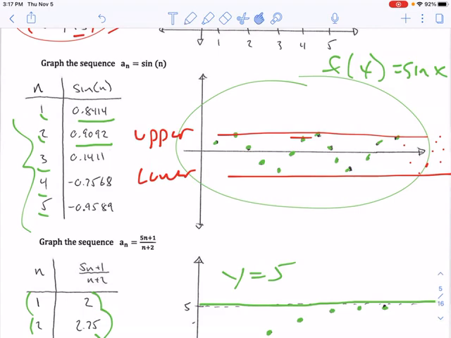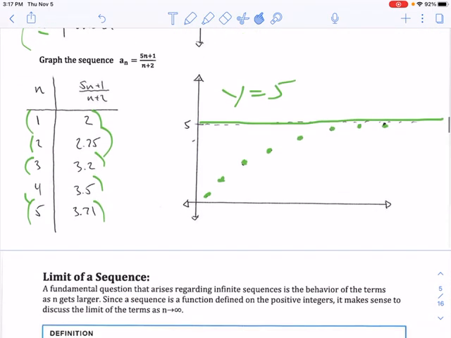And then finally, the third graph: as n gets larger and larger, the sequence is getting infinitely close to the line y equals 5. So what we say is it is converging towards y equals 5. And that's what we're looking at when we get into the limit of a sequence, which is what we are going to be looking at right now.